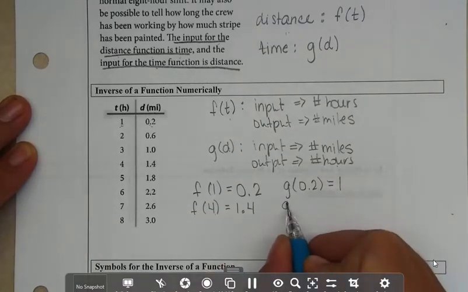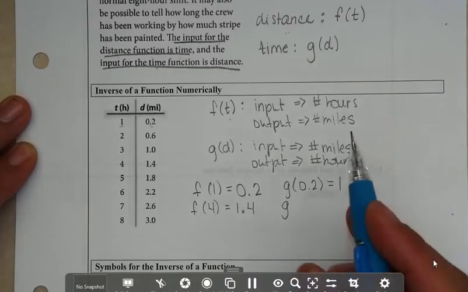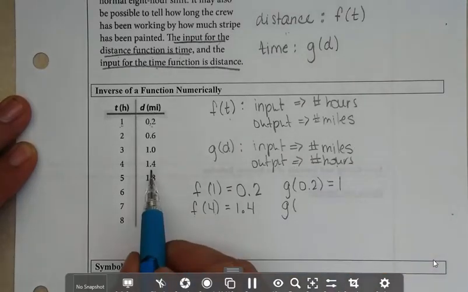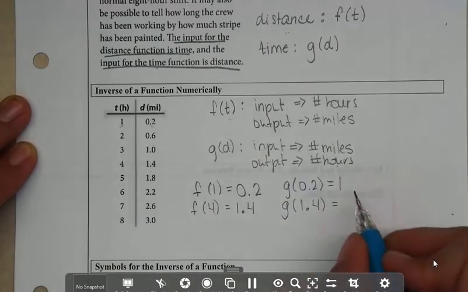Okay, now let's switch that up. So now let's use the time function, whose input is number of miles. So if I put in 1.4 miles, I can figure out that the time is 4.